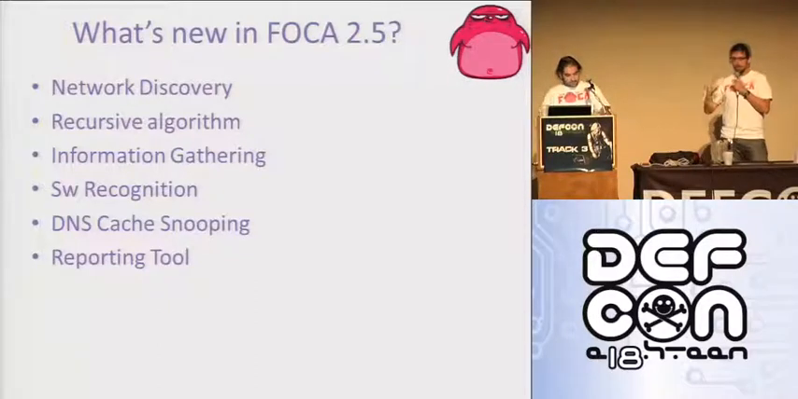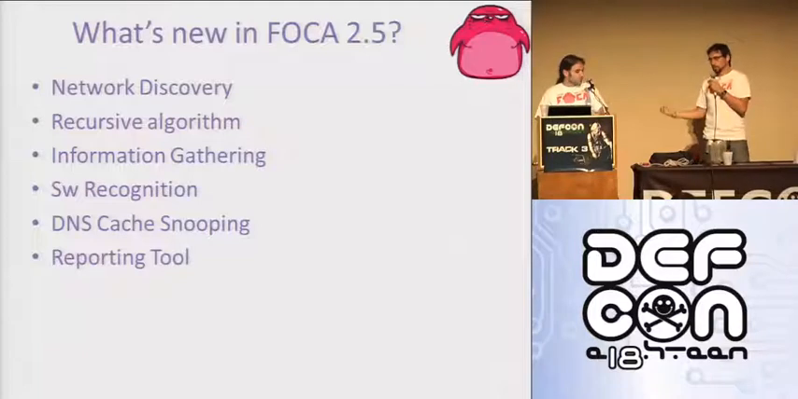So that's the main thing of FOCA2, and we're going to go over how, just from a URL, we could take this to the next level. We've created a recursive algorithm that analyzes that URL and every URL that you find in the documents, as you're going to see. We've improved the ways of gathering information. We have a new search engine.